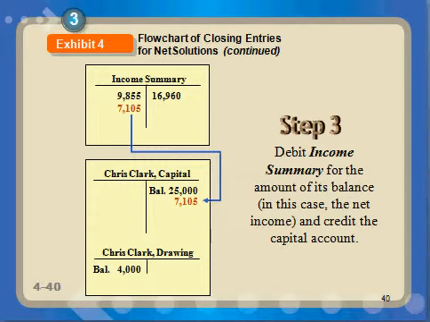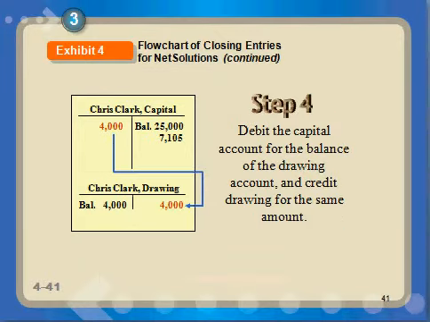$32,105 balance. Now the only other thing we have to do is close out the drawing account, and we can see on here that the drawing account has a balance of $4,000, and it's a debit balance. So we want to debit the owner's capital account for $4,000 and credit Chris Clark Drawing, which is a temporary or nominal account, for $4,000, and that zeroes out all of our temporary or nominal accounts.